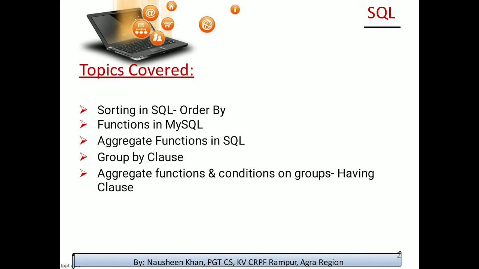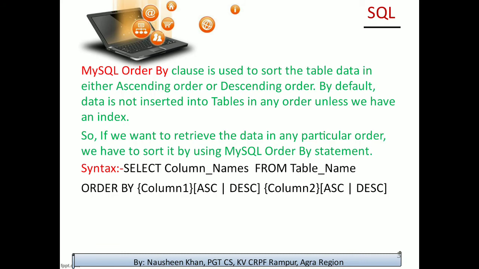sorting in SQL. Means if you have a table and you want to arrange the results in a particular order, then you can sort it by using the order by clause. Then you will learn some aggregate functions in SQL. You will learn the group by clause. When we use these aggregate functions, we can group the records. And then aggregate functions and conditions on group by using the having clause. So let's start with the order by clause.